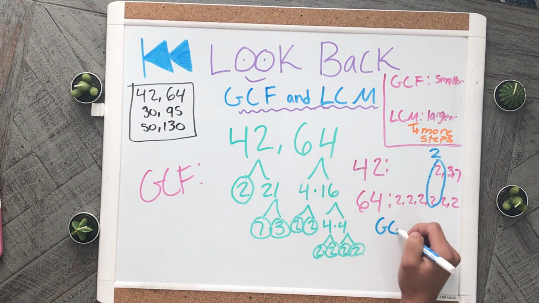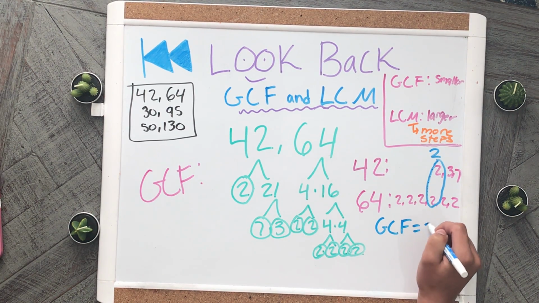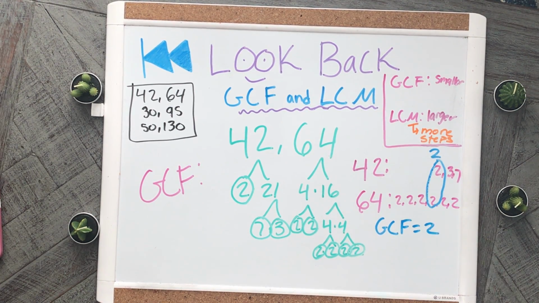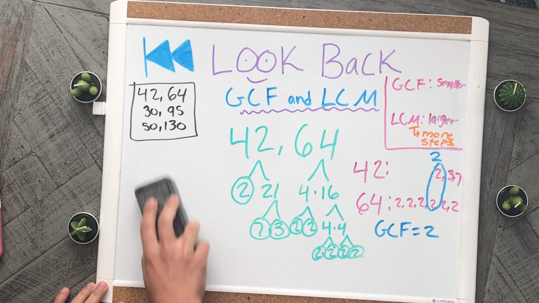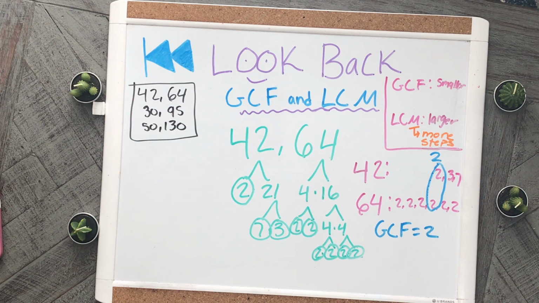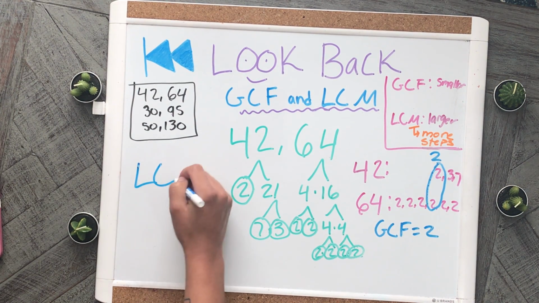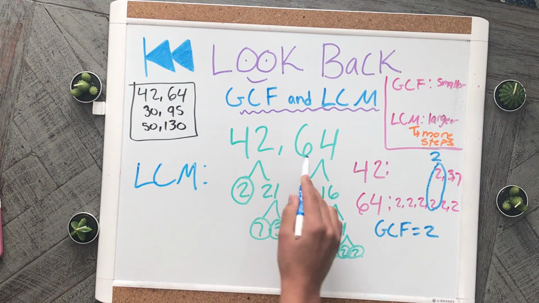So our greatest common factor equals 2. We have nothing else to multiply that with because nothing else is in common. So we just have the greatest common factor of 2. Okay, now to find the LCM, we're using the same numbers, so nothing's changing.